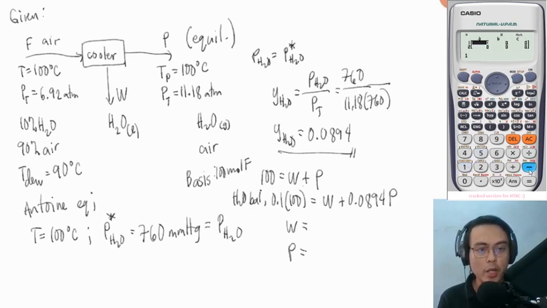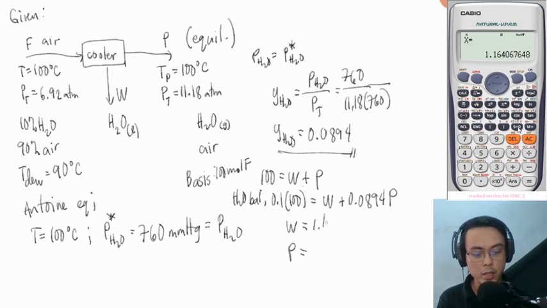So this is 100 and 1.0894.1 times 100. W is 1.16 moles, and then the product is 98.34 moles.